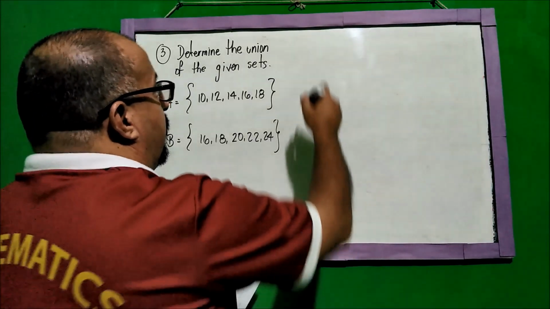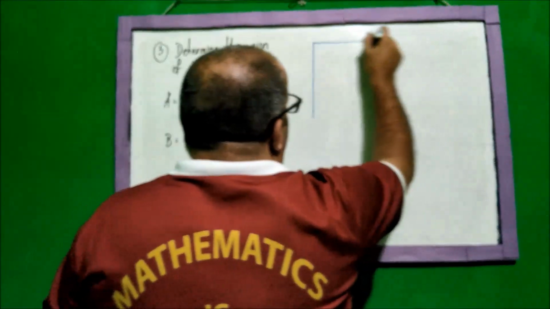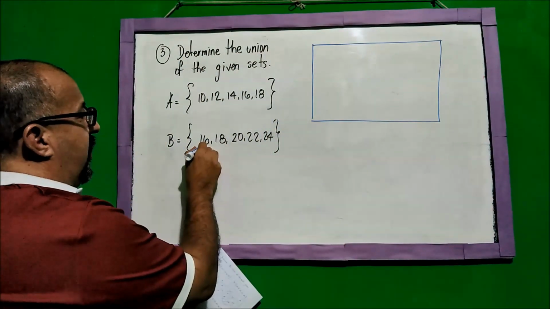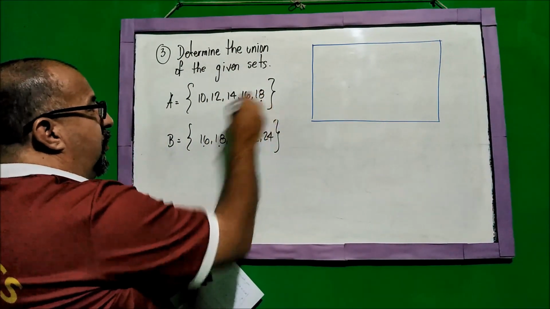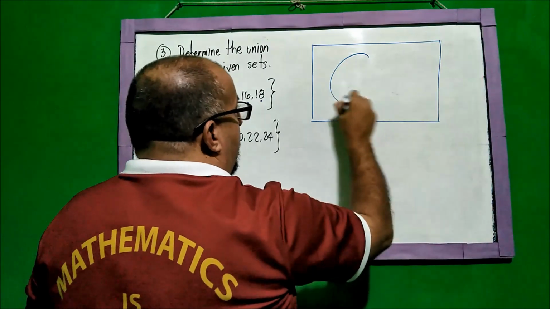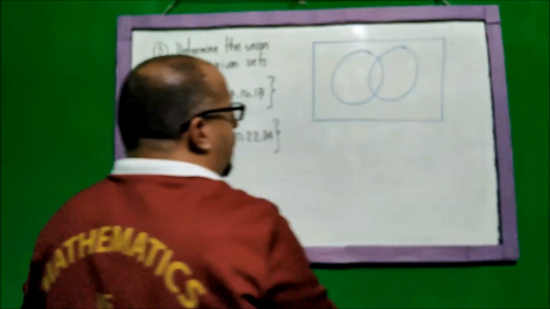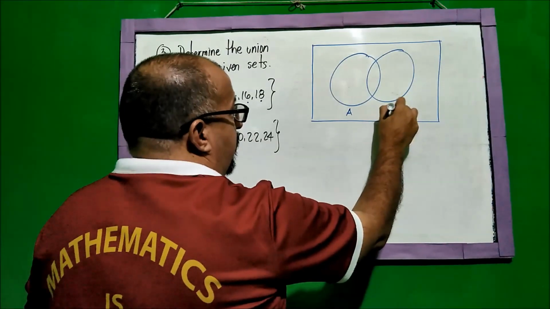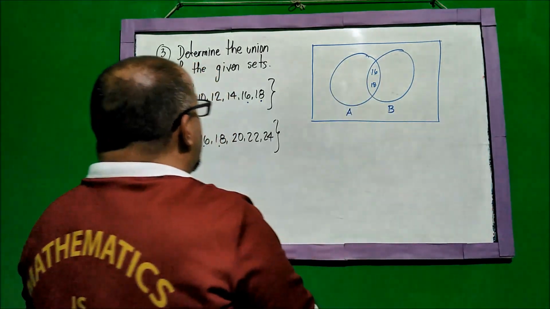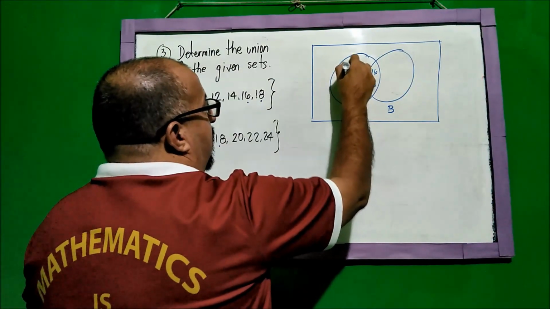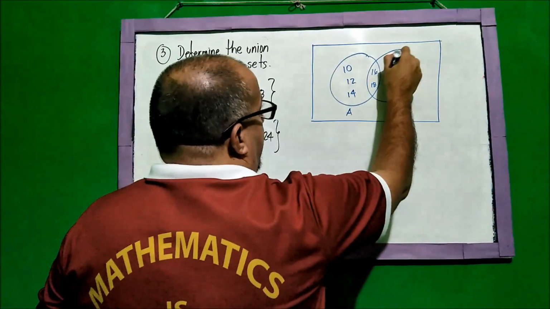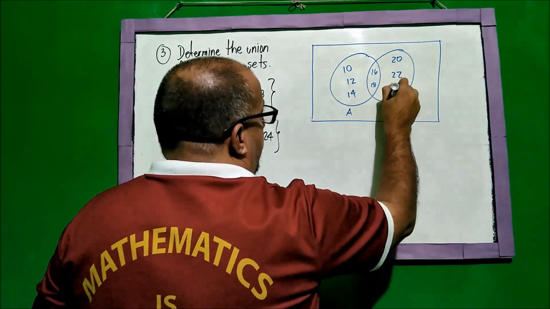The universe that we're going to create is going to go like this. As you can see, some elements in here also belong to this set. So this has to be reflected when you do the Venn diagram. So we have set A, set B, and the elements that are in common are 16 and 18. The ones that are just for A are 10, 12, and 14, and the ones that are just for B are 20, 22, and 24.